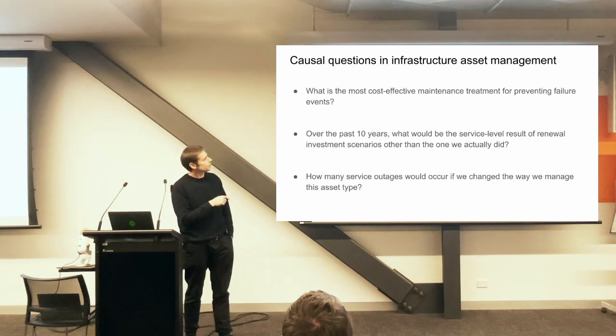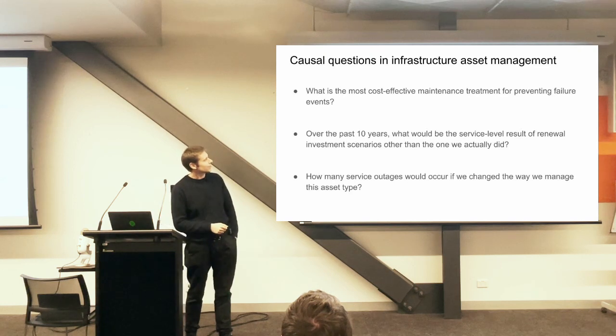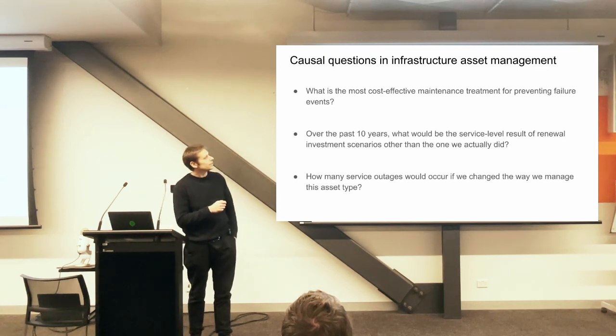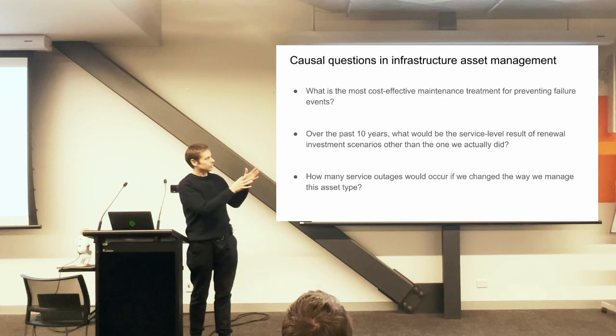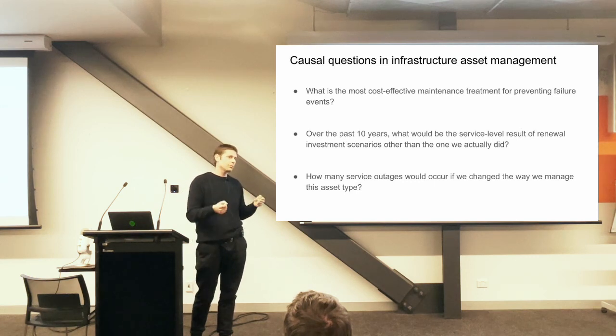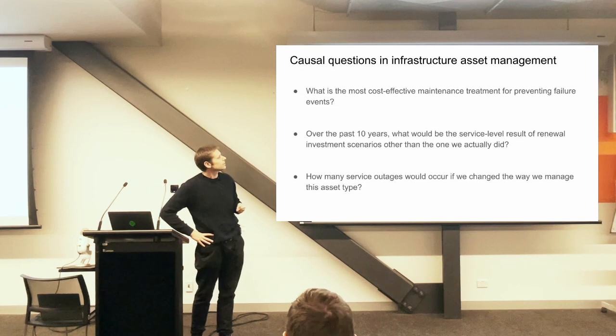So here are some of the questions that have come across my desk in the past couple of years. What is the most cost-effective maintenance treatment for preventing failure events? We want to understand not just what events happened and predict events, but what can we do that's most cost-effective in terms of changing the way we manage that infrastructure in order to change the occurrence of those events.